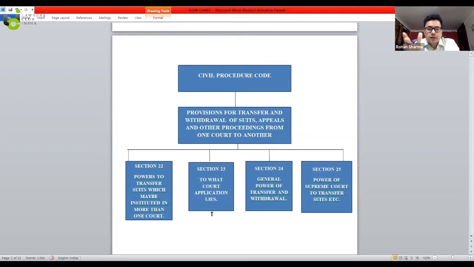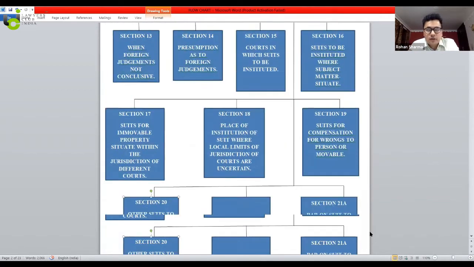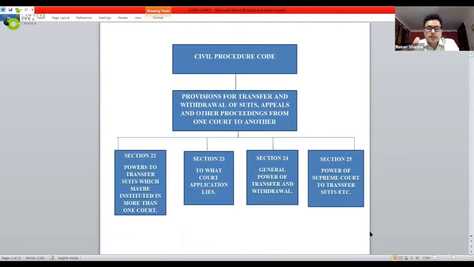So this specific lot of sections talks about those specific cases wherein the courts have the power to transfer those cases from one court to the other, or from one jurisdiction to the other jurisdiction. Now, which court has the power to transfer this case? Where do you need to file this specific application for transfer? That is what these sections specifically talk about.